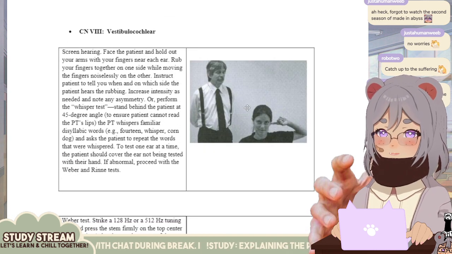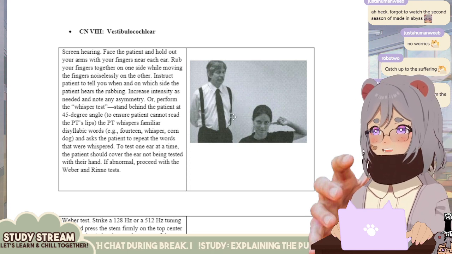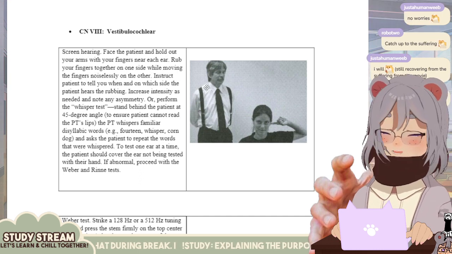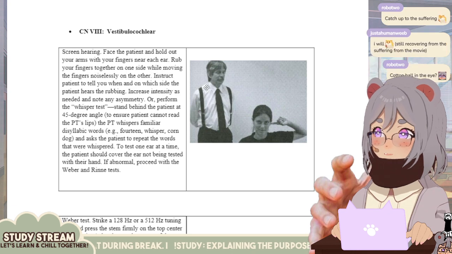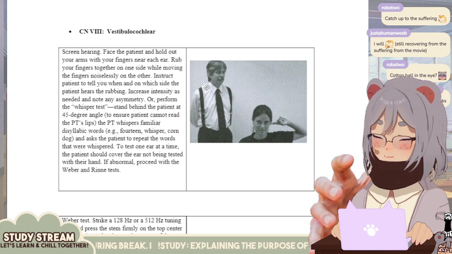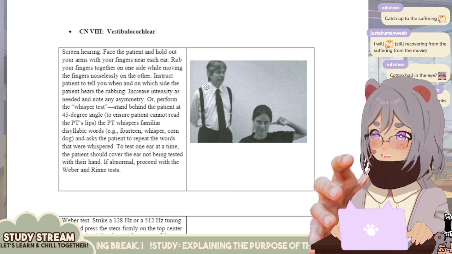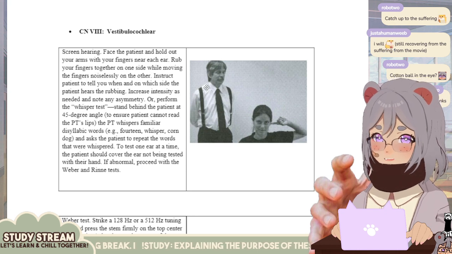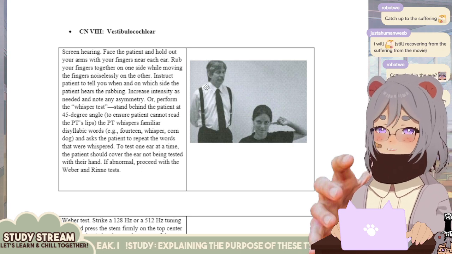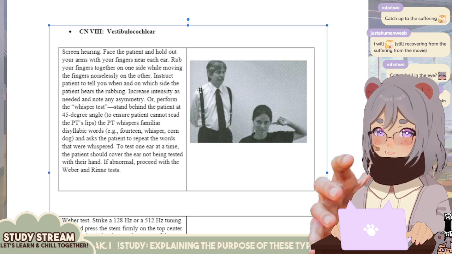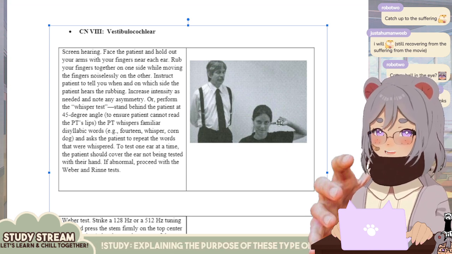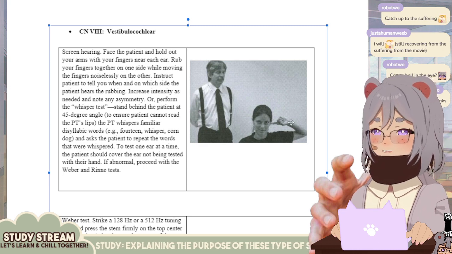Vestibulocochlear is just your hearing. You can step away and whisper four different phrases to your patient. They have to be two-syllable words, so it can't be like dog, it has to be like corn dog. You whisper these into their ear, and if they hear it, great, their hearing's good on that ear. Then you tell them to cover the other ear and do it again on the opposite side.